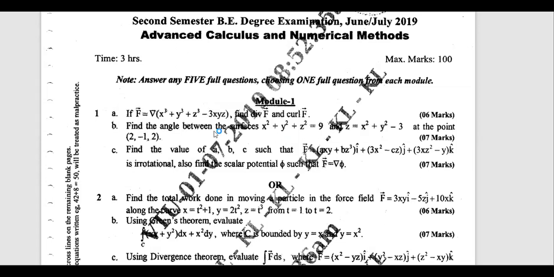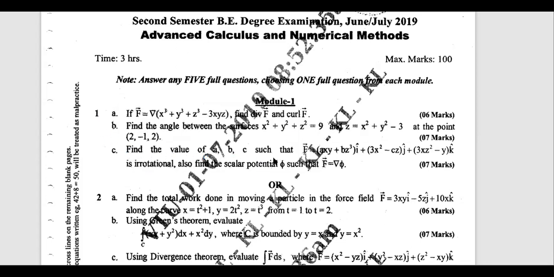So the concepts we covered up till now are divergence, curl, gradient, as well as the angle between the surfaces. Let us take the next part, which is about irrotational. They have given some problems related to irrotational. Just check question number 1c over here.